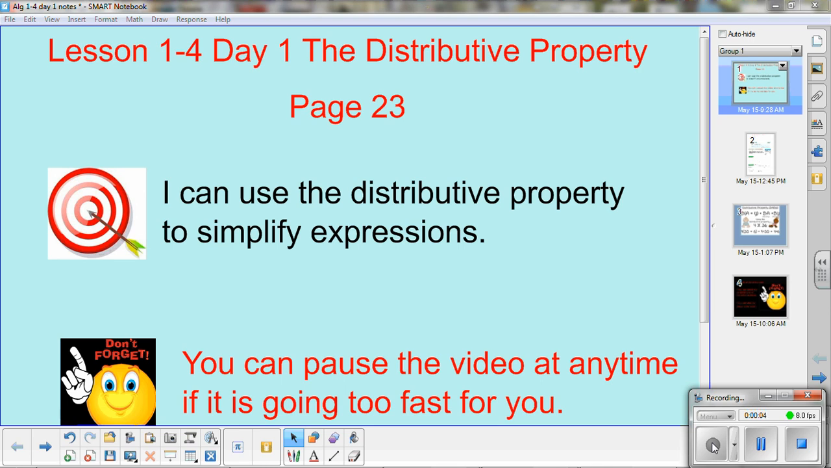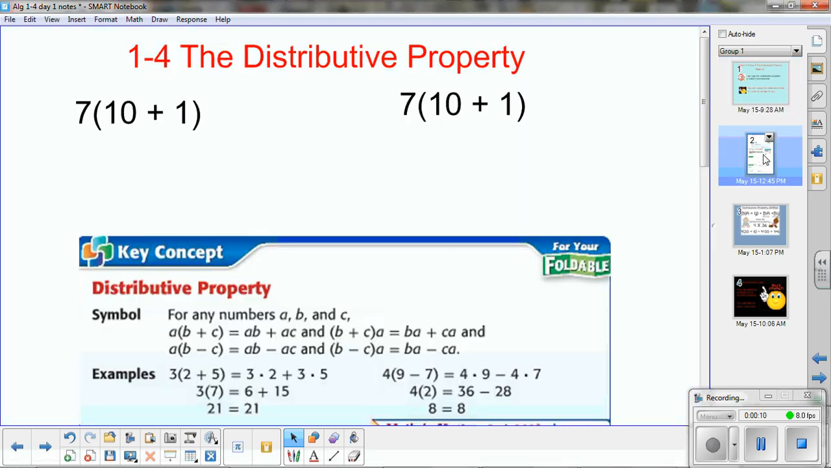In Lesson 1-4, Day 1, you are going to be learning about the distributive property. Let's first look at this problem right here using order of operations. Using order of operations, we would do 10 plus 1, which is 11, and then 11 times 7, which is 77.